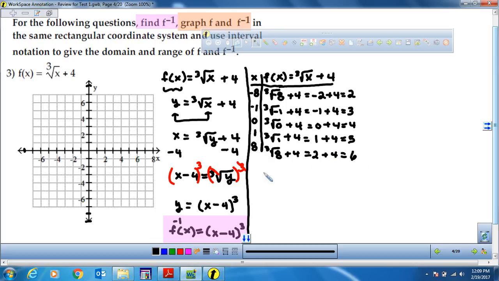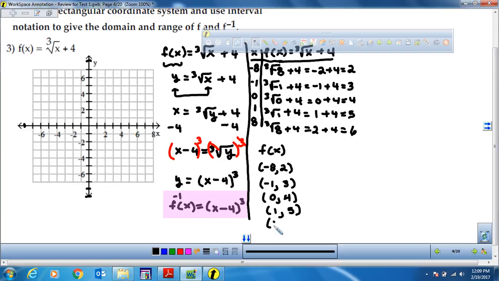So for f of x, I got the following points. Again, if you remember the shape of the cube root, 3 points will be more than sufficient. But if you don't, then you might get into problems if you just do 3 points, because it will not necessarily look like the shape we're expecting. So negative 8 comma positive 2. The next one is negative 1 comma 3. The next one is 0 comma 4. The next one is 1 comma 5. And the last one is 8 comma 6.